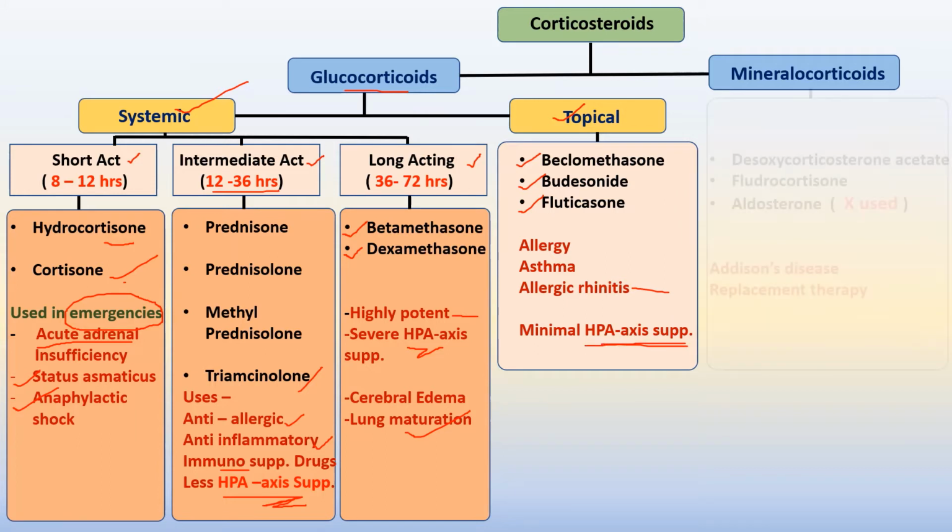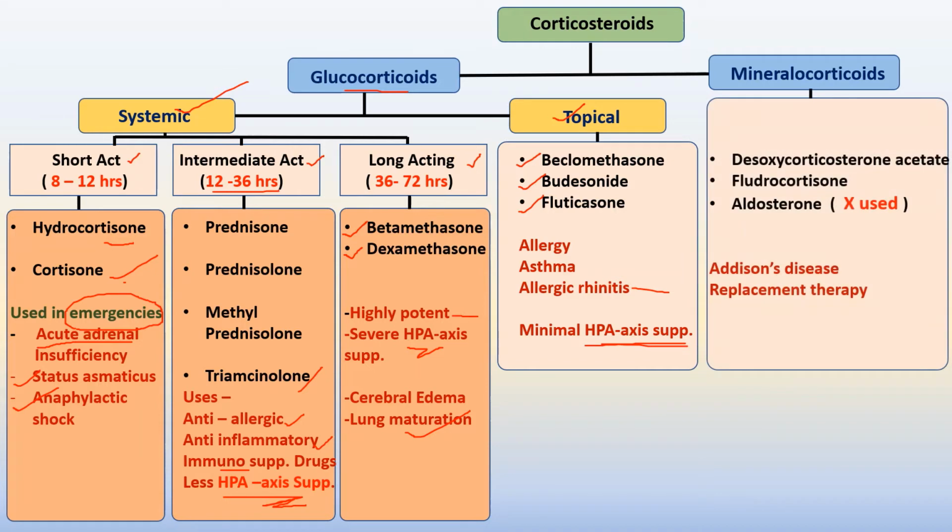Moving on to the mineralocorticoids. The drugs coming under this category are desoxycorticosterone acetate, then fludrocortisone and aldosterone, which is not used. These two drugs, that is desoxycorticosterone acetate and fludrocortisone, are mainly used in Addison's disease as replacement therapy when there is adrenal insufficiency of adrenal hormones.